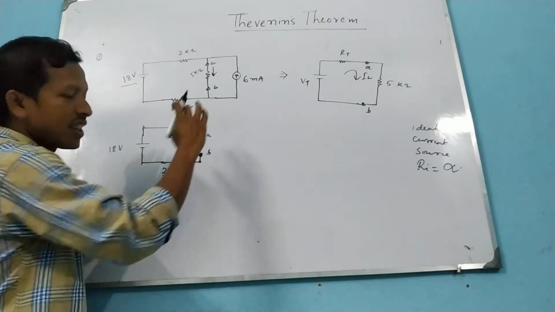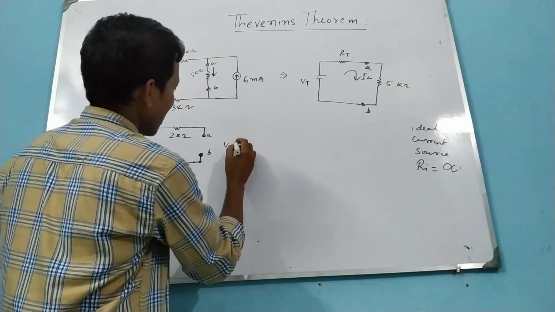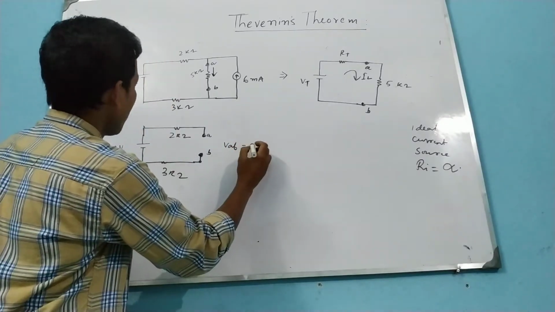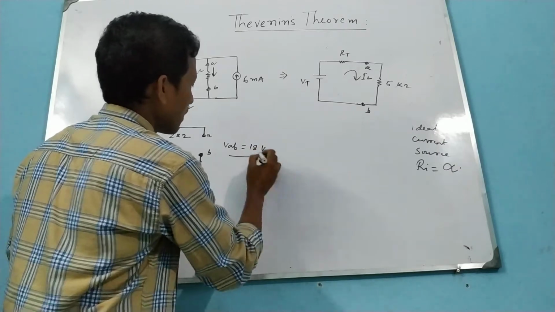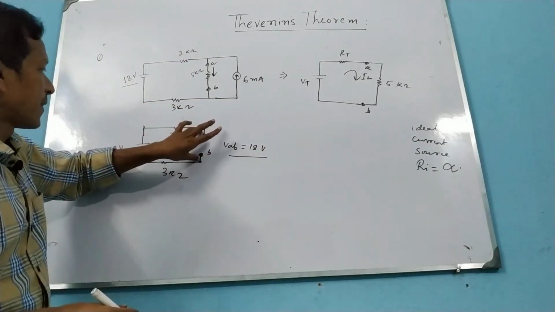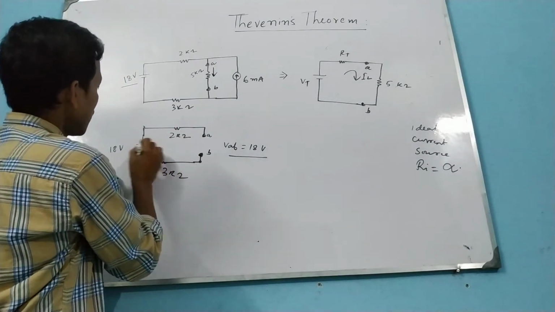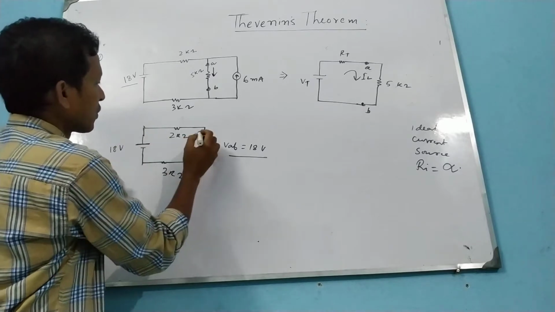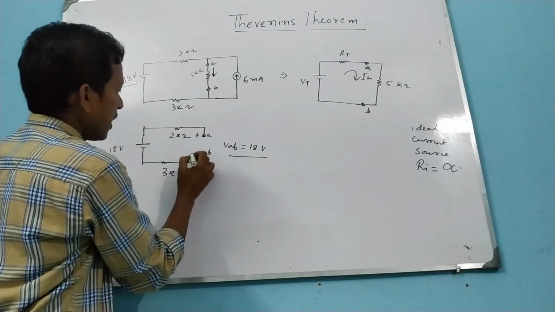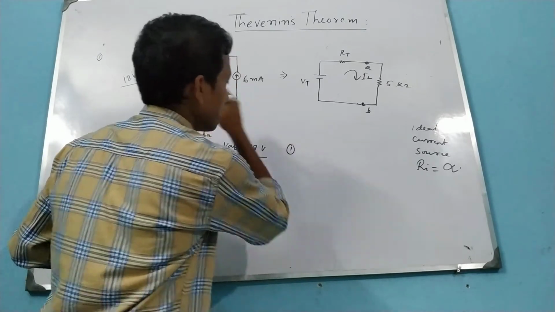So what will be the voltage across the AB terminal? The circuit is open, so no current flows through the loop. So the voltage across AB, VAB, equals 18 volt. This is the voltage across AB due to the 18 volt source, and for this voltage source, the upper side becomes positive and the lower side becomes negative.